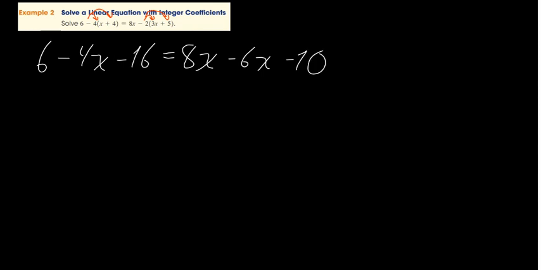Alrighty. So same thing as the previous example. What I'm going to do is I'm going to combine the like terms on either side. So on the left side, we're going to have a 6 and a negative 16. So we're going to have a minus 4x, and then we're going to have a minus 10. Okay, because the positive 6 and the negative 16 gives me a negative 10. And on the right side, looks like we're going to have a 2x, because 8x minus 6x, and then a minus 10.